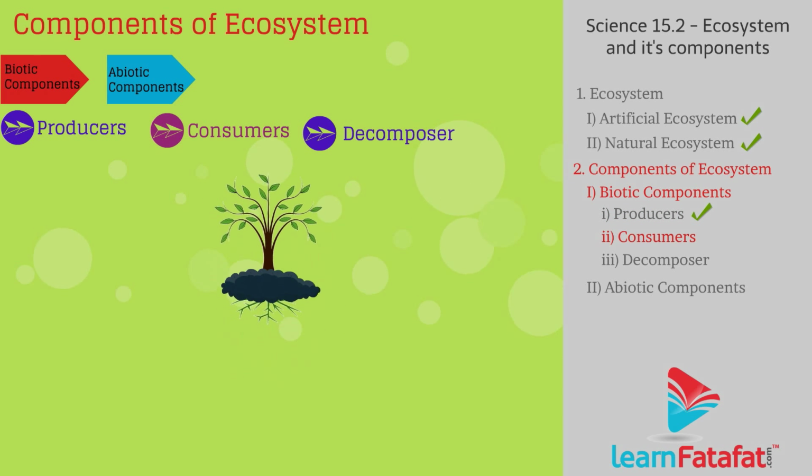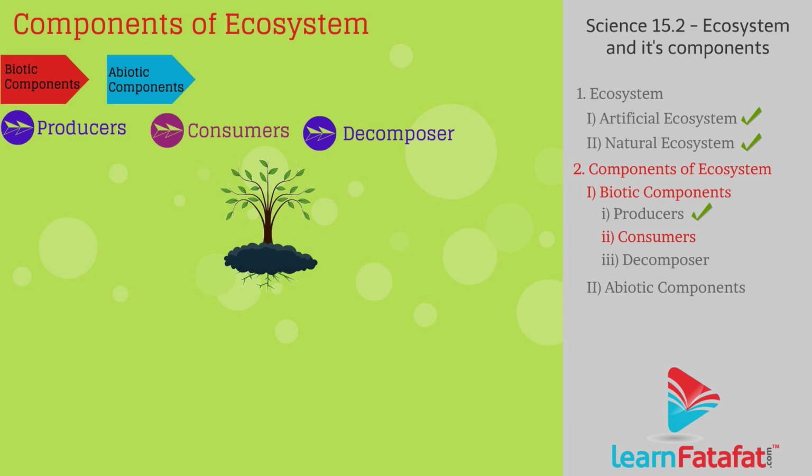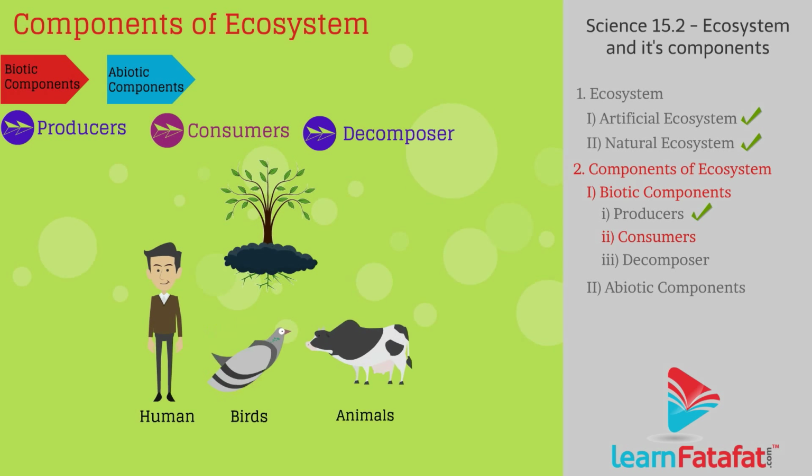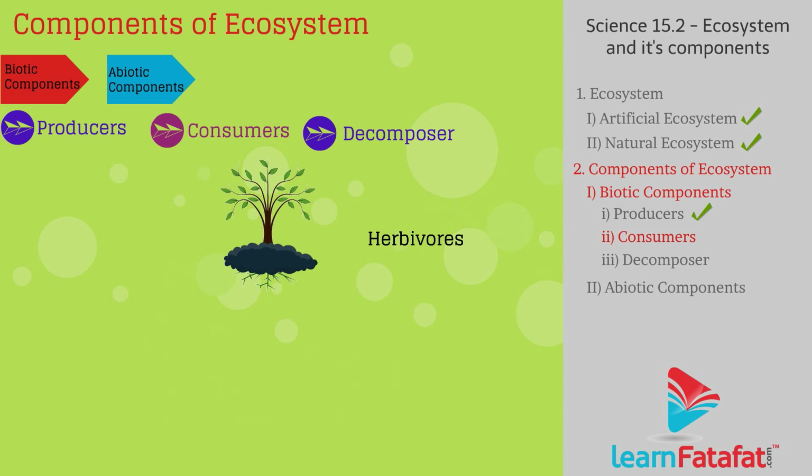Consumers. The organisms that are dependent, directly or indirectly, on producers are called consumers. For example, humans, birds, animals. Consumers can be classified as herbivores. These are the organisms that directly depend on plants, for example, goat.